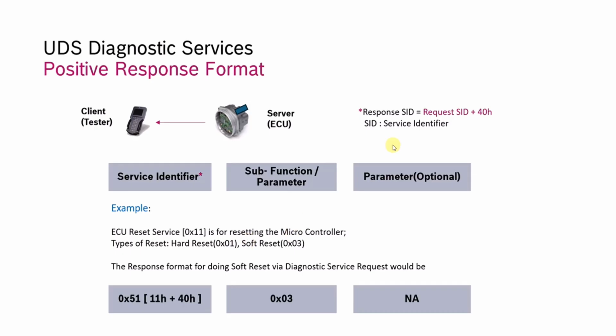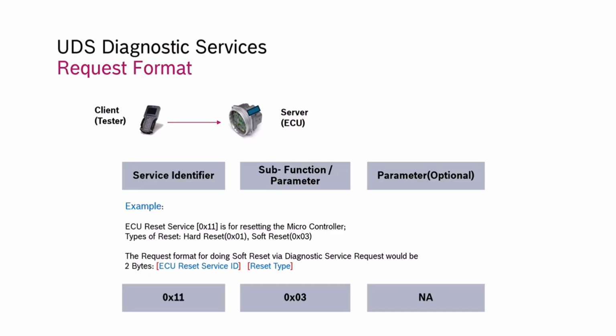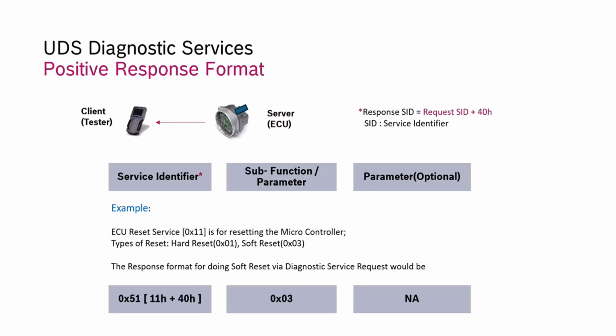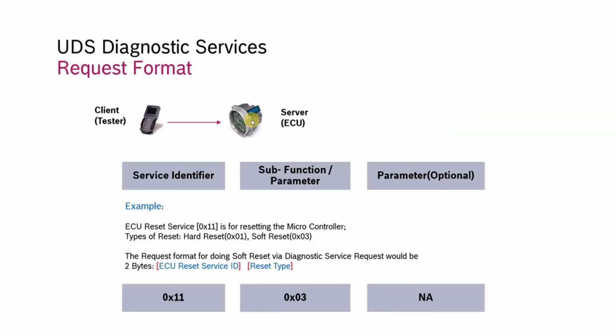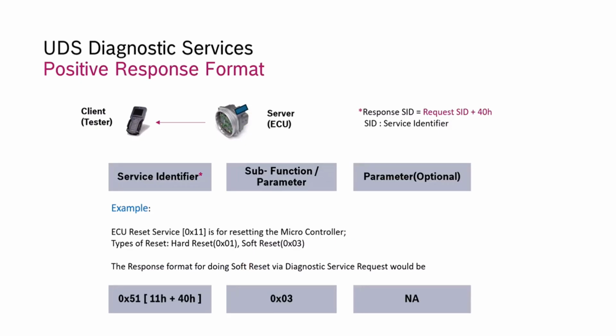So now we'll see the positive response. A positive response will have request SID plus 40. We have sent 11 03 for soft reset. Now 11 plus 40 is 51. So in response we'll get 51 03. This is a response. Any parameter is optional. I only want a soft reset. I have sent a request 1103, and in turn I am getting 5103. So this is the format for doing a soft reset via a diagnostic service request.